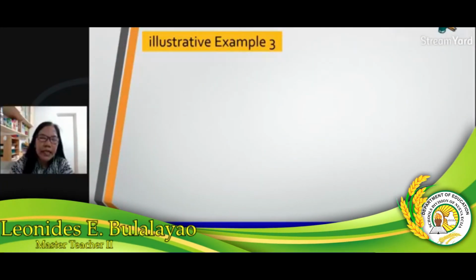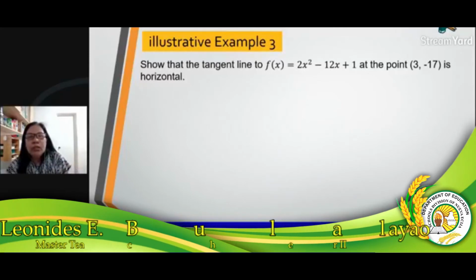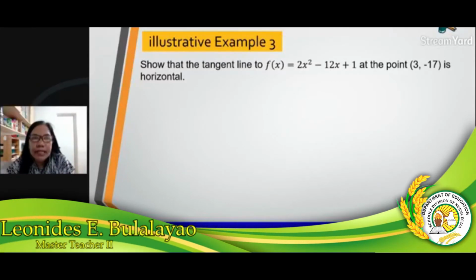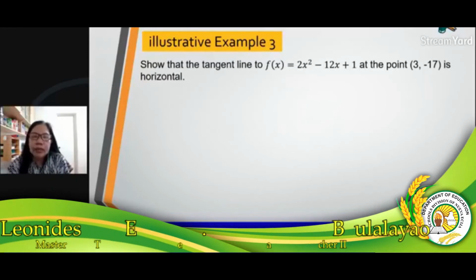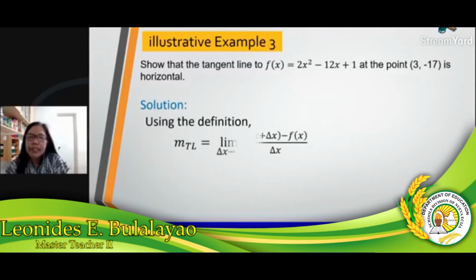And then example number 3 is different from the other two. It says, show that the tangent line to f of x equals 2x squared minus 12x plus 1 at the point 3, negative 17, is horizontal. So we all know that if the line is horizontal, the slope must be equal to 0. So we have to show that the slope is 0. And to find the slope, of course, we have to use the definition again.